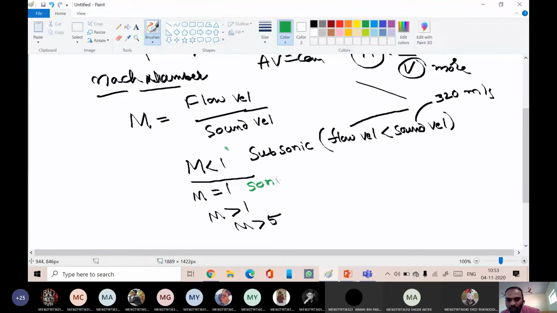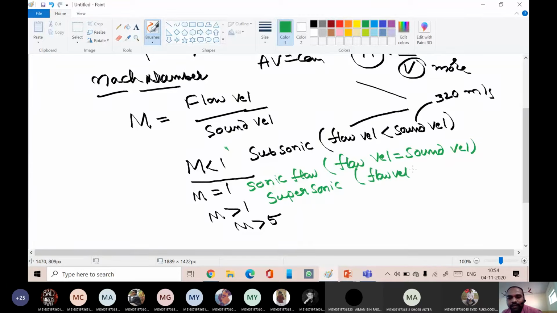Right, M is equal to 1. I can call that flow sonic flow. Sonic flow conditions prevail when flow velocity is equal to sound velocity. When both numerator and denominator are equal, then the ratio is equal to 1. And when M is greater than 1, we call it supersonic flow. Supersonic flow means flow velocity is greater than sound velocity, right?